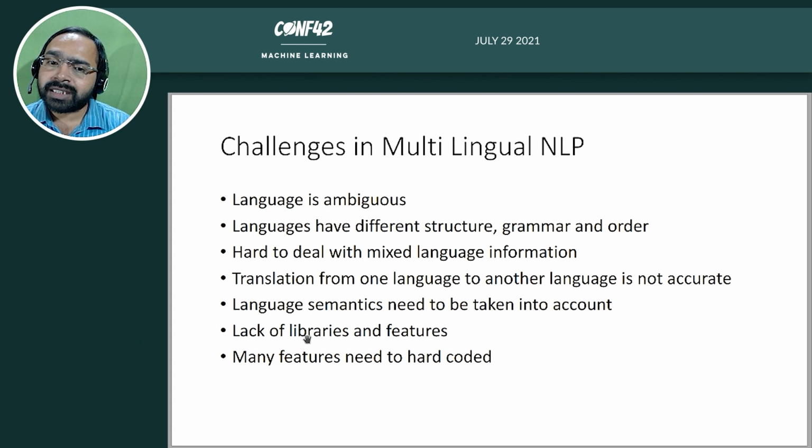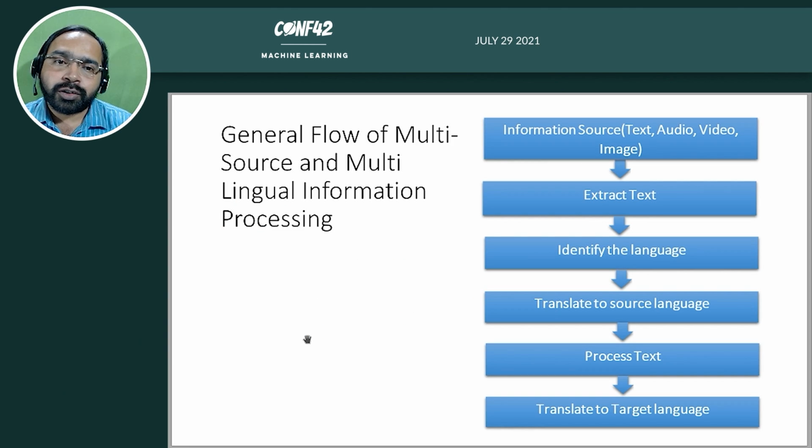Then lack of libraries and features. Of course, there are many libraries in Python, but these libraries may not support all languages and they may be limited by their features. In this case, we may have to use multiple libraries, or we may have to hard code many features. Then let us consider a scenario of multi-source multilingual information processing. Say for example, we need to generate a summary.